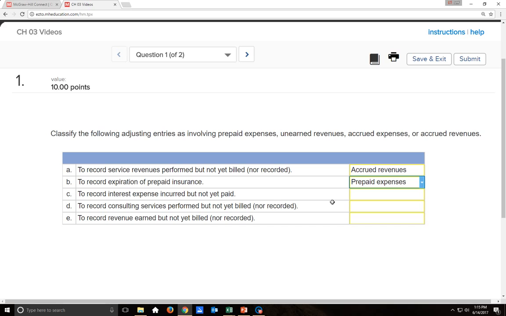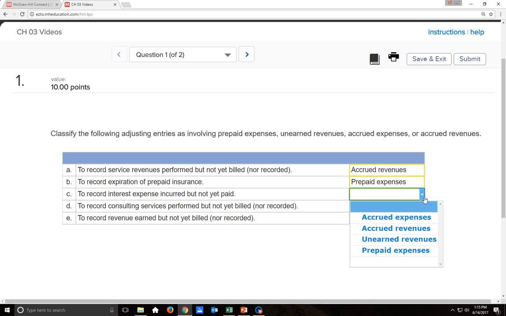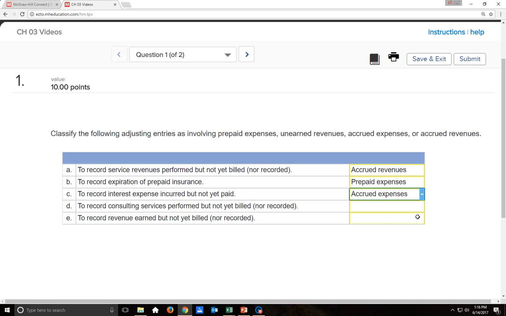Let's look at C. To record interest expense incurred but not yet paid. So the options, again, accrued expenses, accrued revenues, unearned revenues, or prepaid expenses. So we've actually incurred this cost. This is the interest cost that's been incurred. It needs to be an expense for the period, but we haven't paid it out of cash yet. We're going to pay it in a future period. But since it happened, since it incurred, that's what incurred means. It happened right now in this current period. It needs to become an expense for the period. So the type of expense will be an accrued expense.